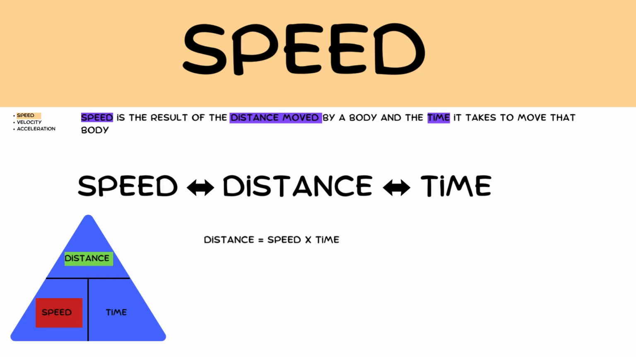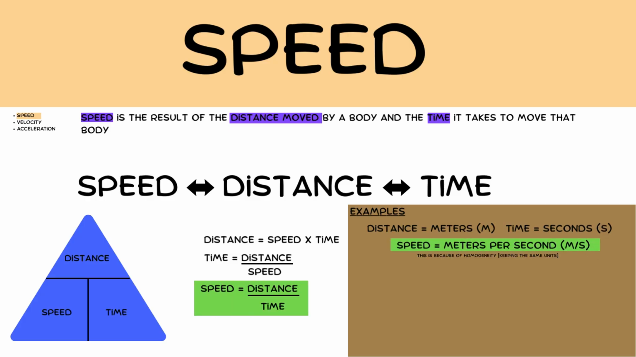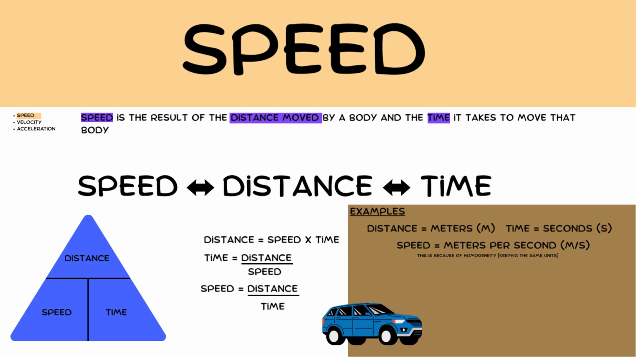Distance is the product of speed and time. Time is distance over speed, and speed is distance over time. If distance is measured in meters and time in seconds, speed is measured in meters per second. For example, if a car moves 90 meters in 3 seconds, its average speed is 30 meters per second.